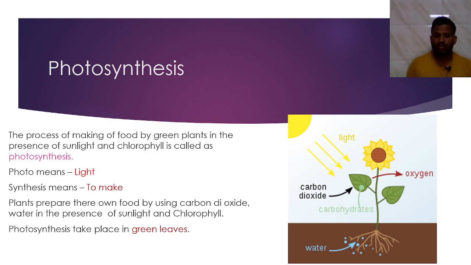Plants prepare their own food by using carbon dioxide and water in the presence of sunlight and chlorophyll. This is the definition of photosynthesis. It means plants prepare their own food by using carbon dioxide, water, and minerals in the presence of sunlight and chlorophyll. The photosynthesis process takes place only in green leaves. That's why I told you that green leaves are the kitchen of plants, where they prepare their own food.